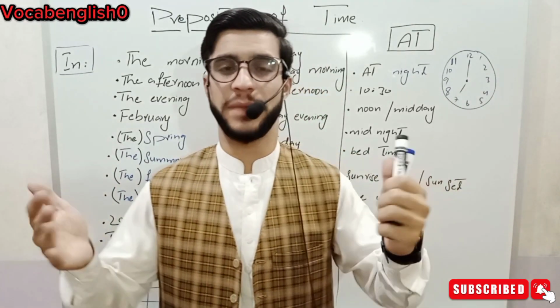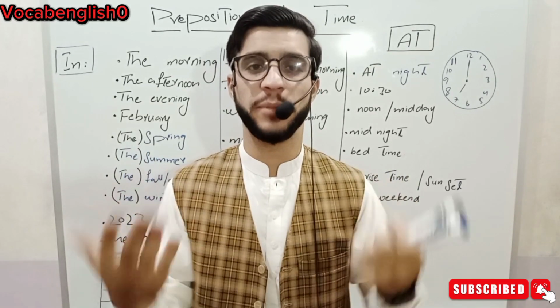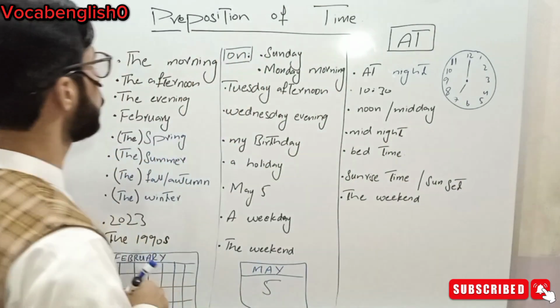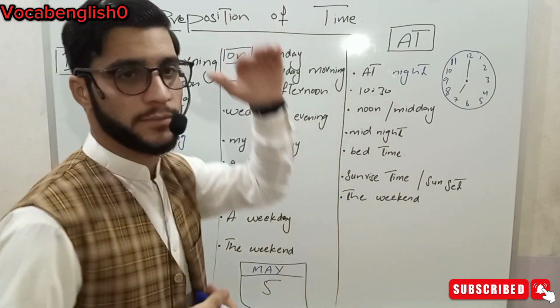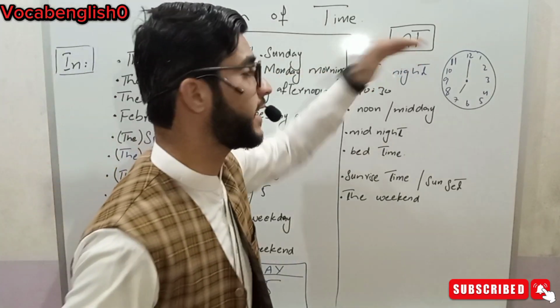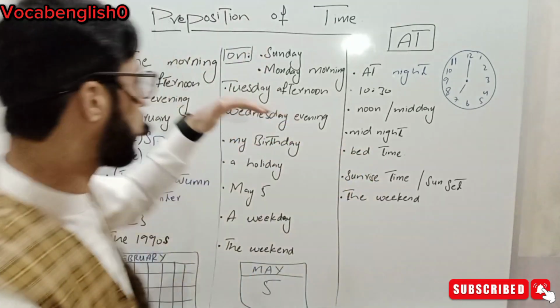Today I will tell you about some basic things. The prepositions of time. How many prepositions of time do we have? Have a look at our topic. The prepositions of time are: the first is in, the second is on, the third is at. What is in, on, at? I will tell you about these.